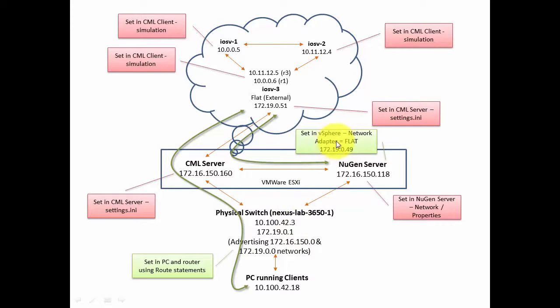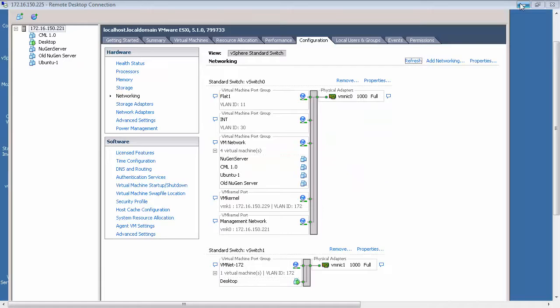The nuGen server is then configured also on the same flat network with the 172.19.0.49 address. Now these are separate to the actual physical server addresses. These are the addresses that give them configuration to that network, and that's also configured in the nuGen server under Network and Properties. We'll go through these in more detail. So let's start with configuring the vSphere.